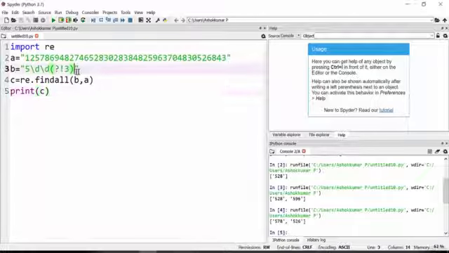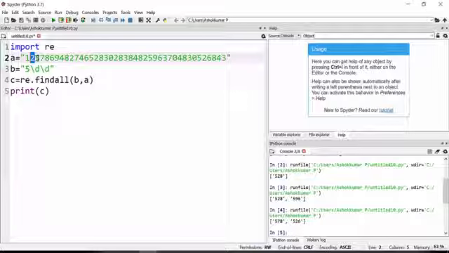So suppose we are going to match all the 3 digit numbers starting with 5 only when it is followed by a 2. Okay, so here you can see that this is a 3 digit number starting with 5 and it is followed by 2. Similarly, this is a 3 digit number starting with 5 and it is not followed by 2.